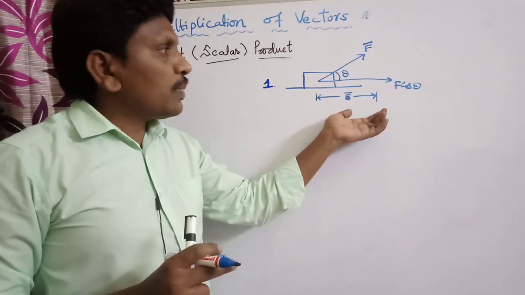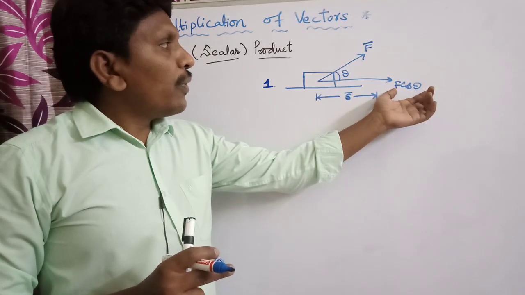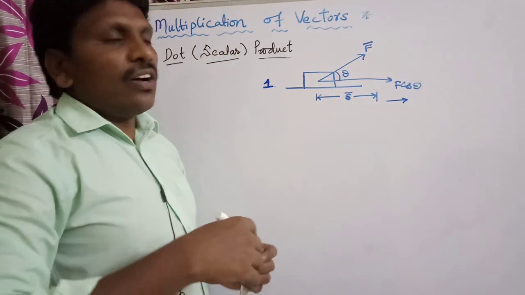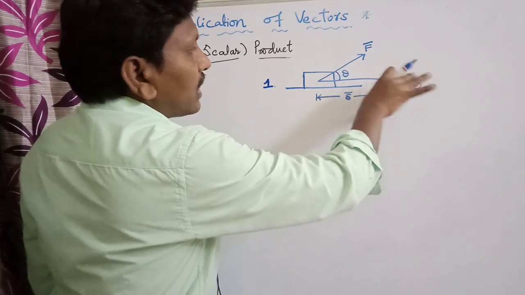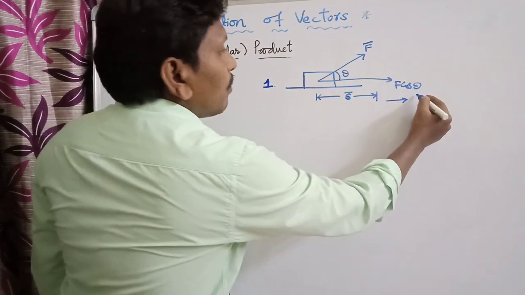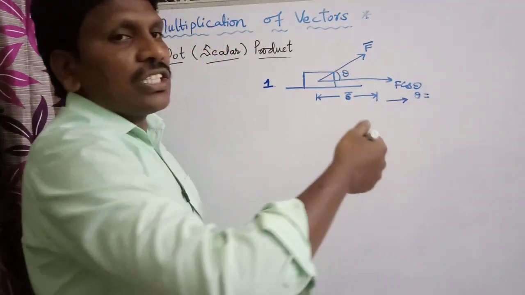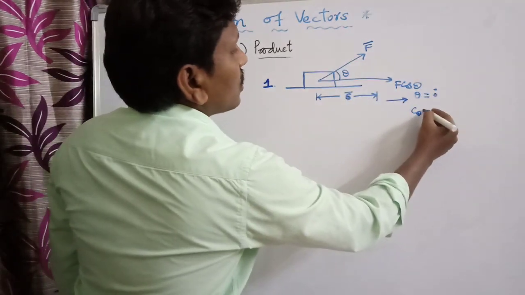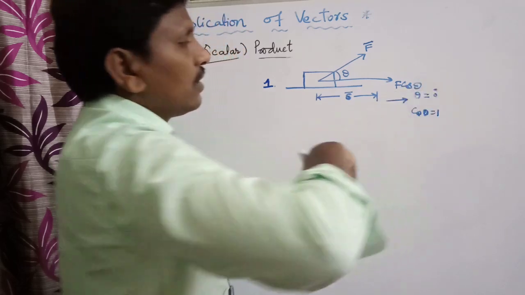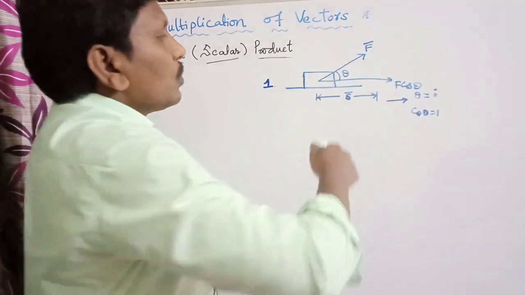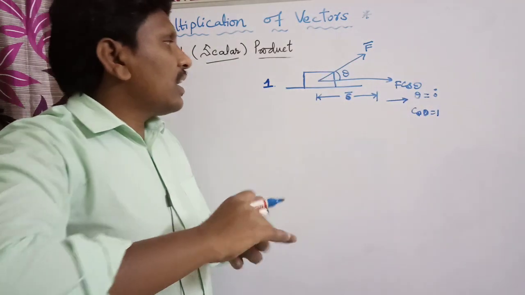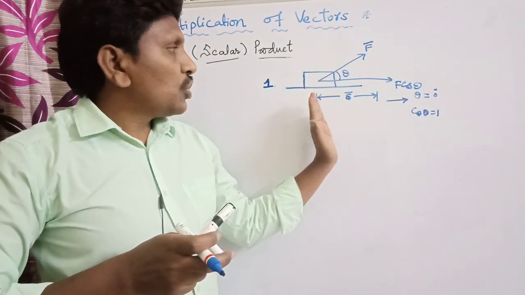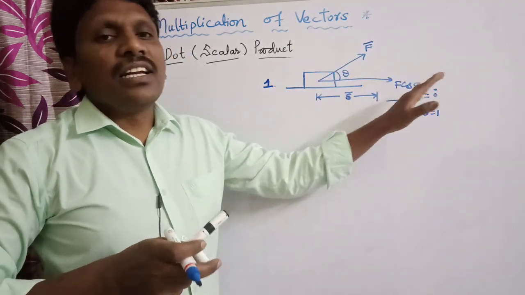The magnitude of displacement and the component of the force are in the same direction. If they are in the same direction, we can simply take their angle as 0 degrees. If 0 degrees, then cos 0 degrees equals 1. So in that case, by applying force on the body, if the body is displaced from one position to another position, then work is done on the body.